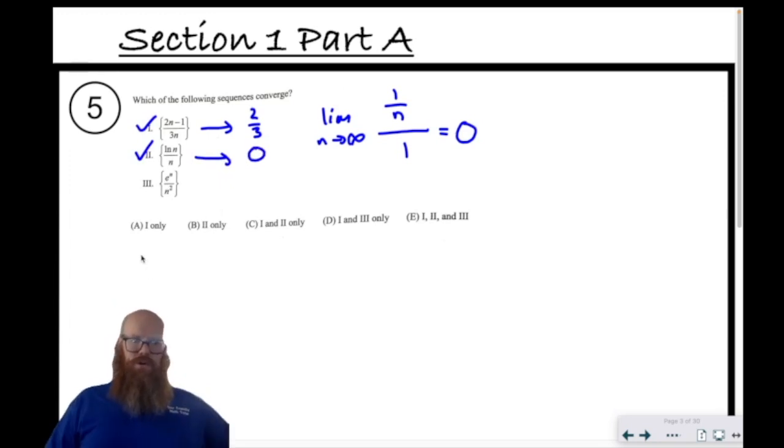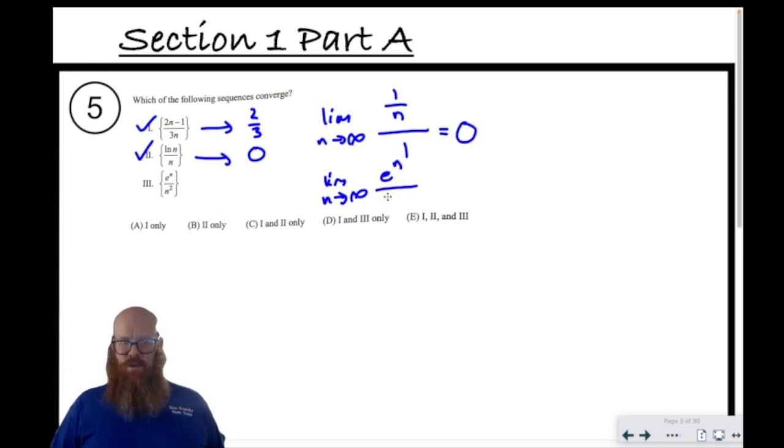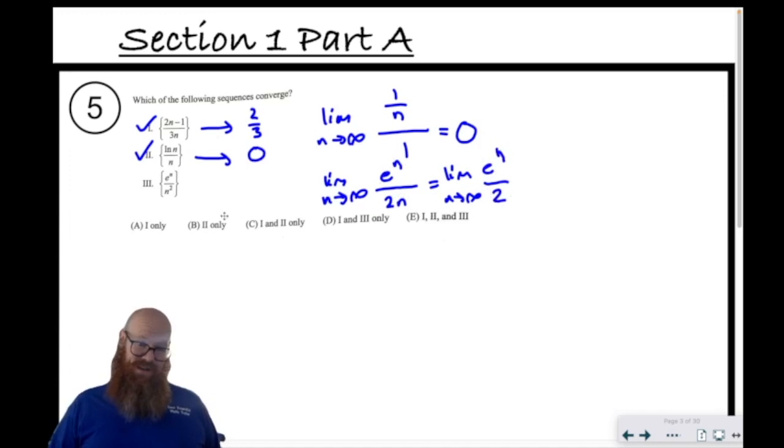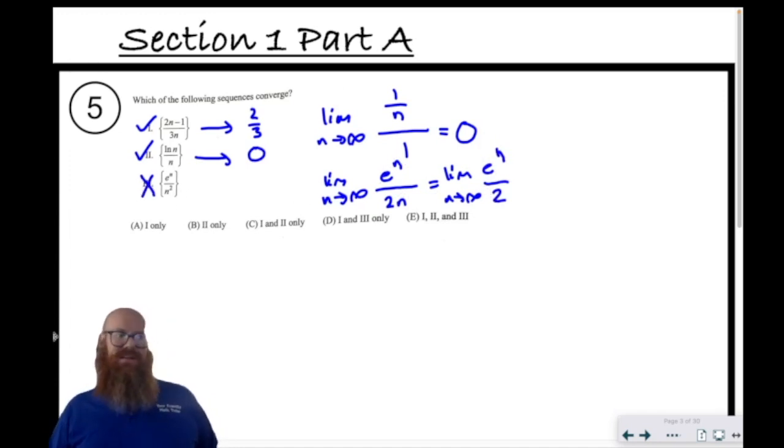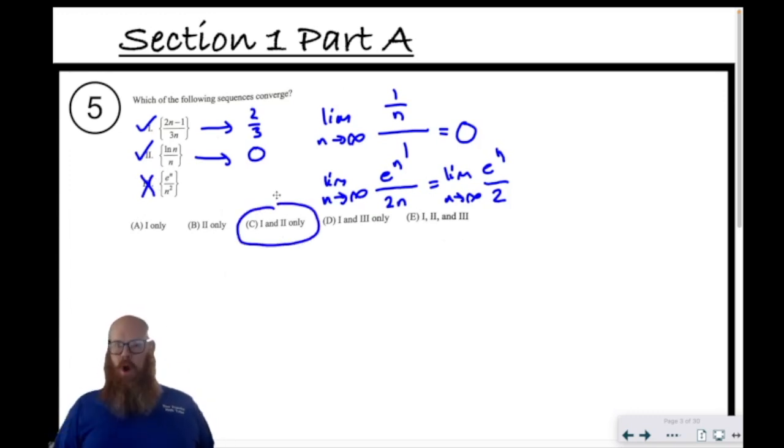And then number 3, when I think about n going to infinity, these both go to infinity, so I am going to use L'Hopital. Derivative of e to the n is e to the n. Derivative of n squared is 2n. Well, then that's going to be L'Hopital again, because they're both infinity. Now I get e to the n over 2, and that's infinity over 2, which is infinity. So this one diverges because the limit of the sequence goes to infinity. So that means the answer is 1 and 2 only.